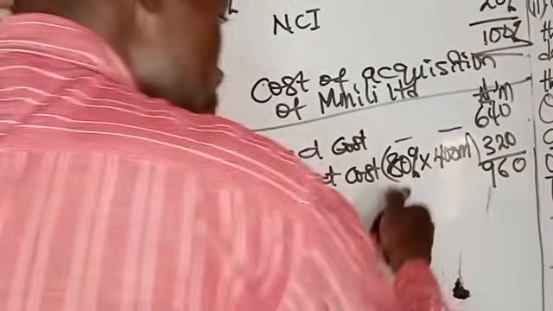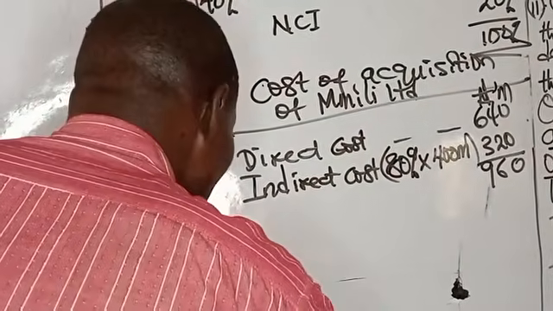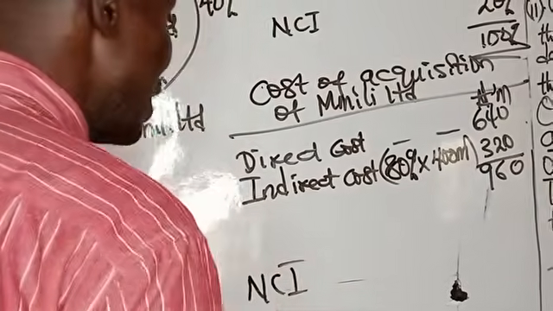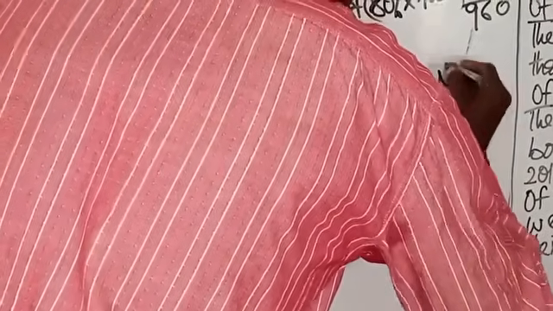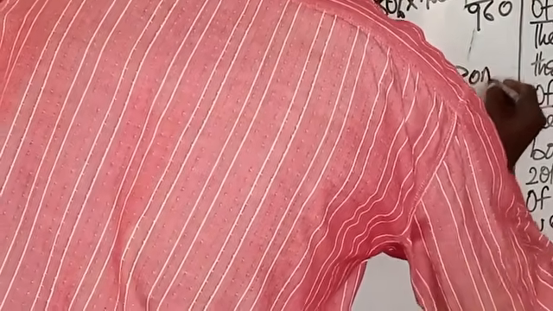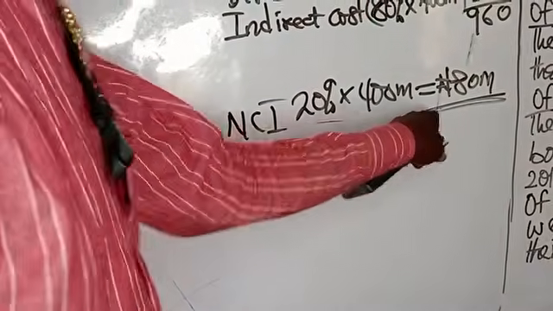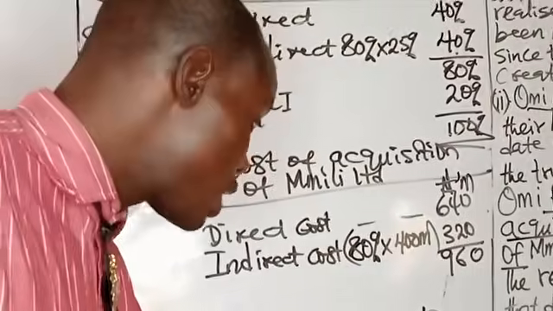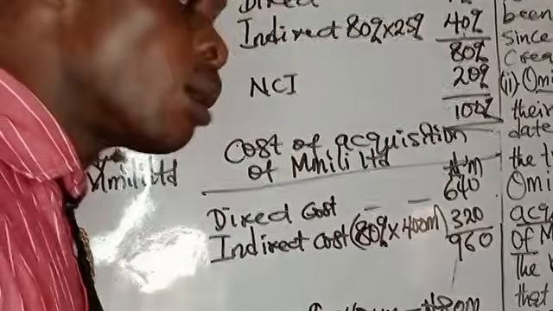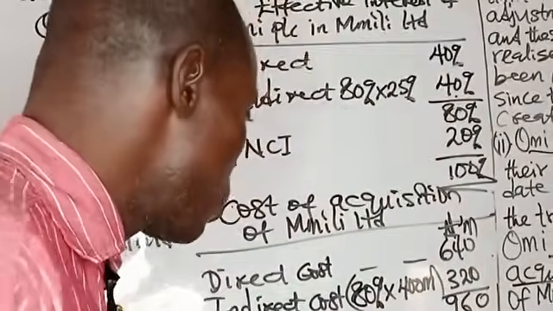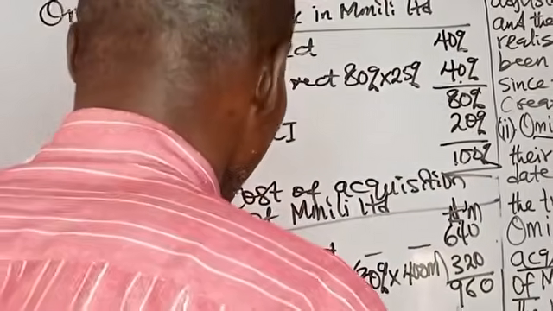The remaining 20%, you are going to deduct it from your NCI, the one calculated in the usual way. 20% of 400 million gives us 80 million. When you calculate your NCI in the usual way, you subtract 80 million naira from your non-controlling interest.